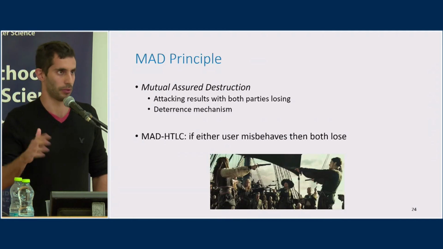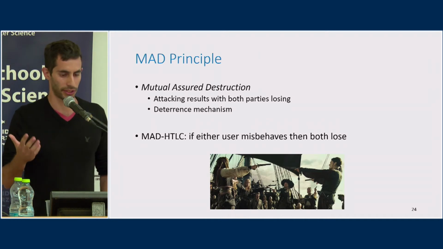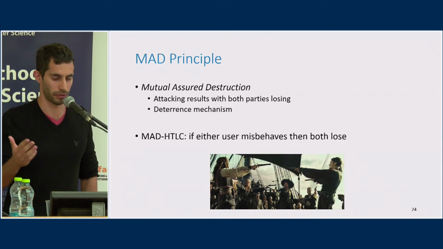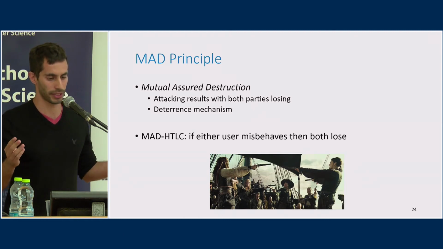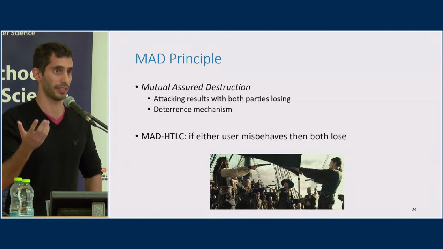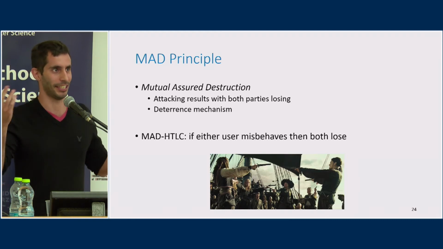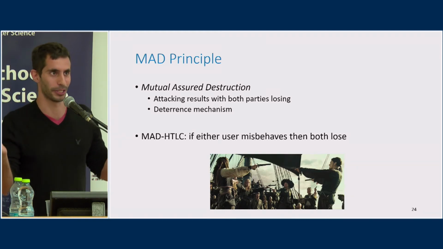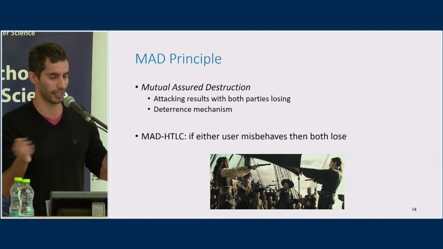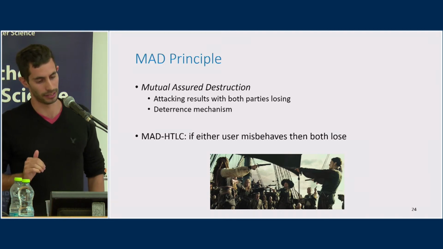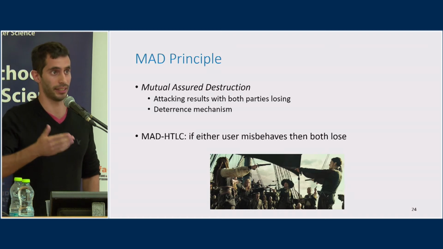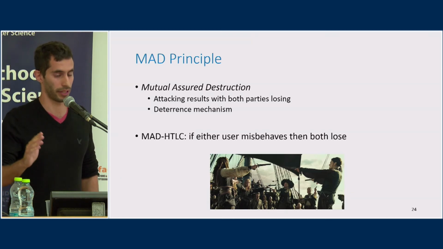MAD HTLC relies on MAD, mutual assured destruction. This is a notion from game theory, stating that if one party attacks the other, they both end up losing. This is a deterrence mechanism. This is what prevented, say, Russia during the Cold War from nuking the US, because then they would retaliate and so forth. So the point is to deter attacks. And in MAD HTLC, if either Ant-Man or Batman misbehaves, then they both end up losing.